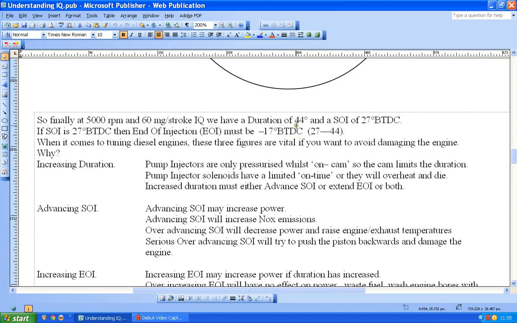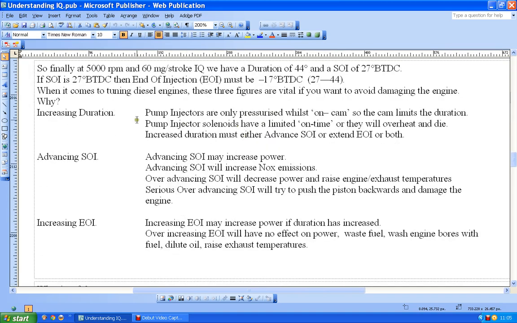Why can't we just say, well, it doesn't matter, I'll make this 50. So I'll make that 50 and I'll end at some other value. Well, let's look and see what might happen if we just increase duration, if we start mucking about with duration.